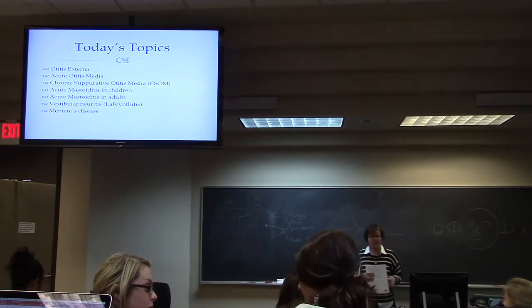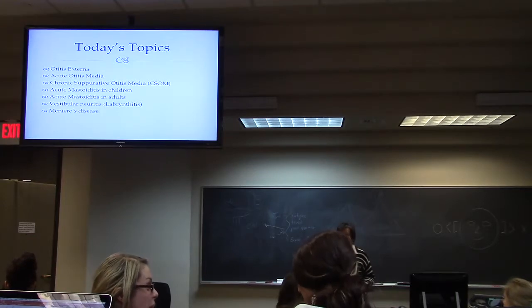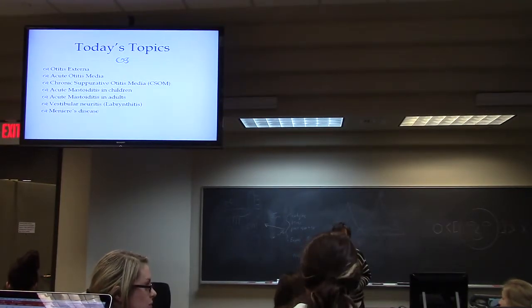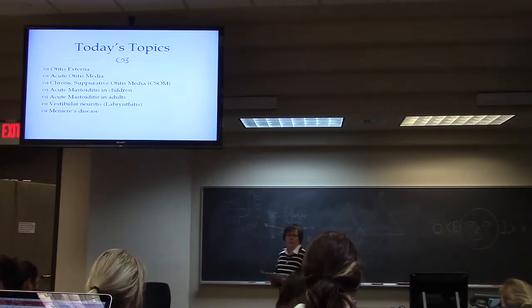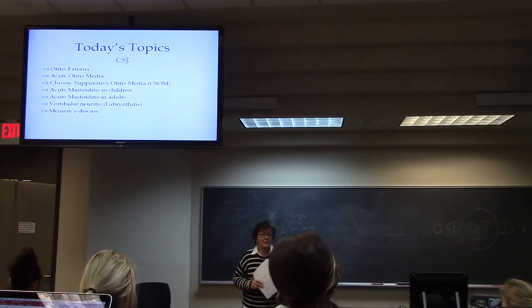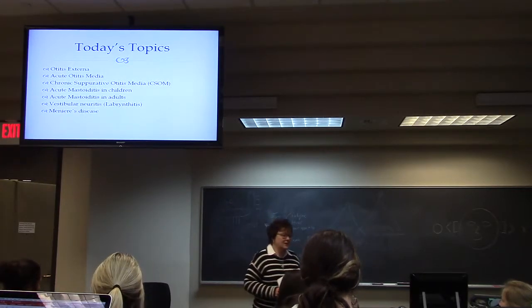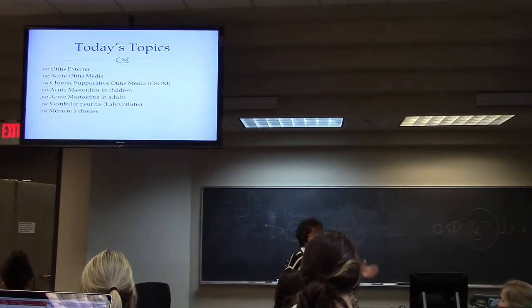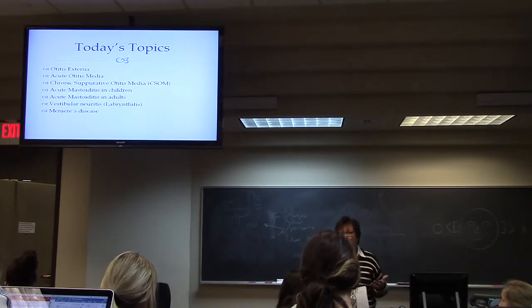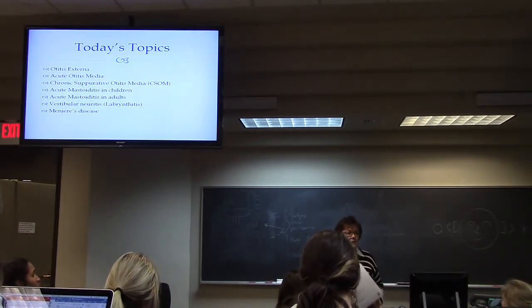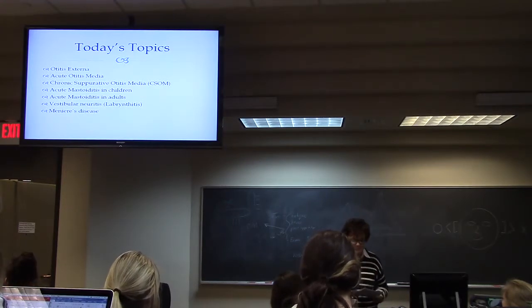Okay, so let's see. Here are the topics we're going to do today: otitis externa, otitis media, the chronic suppurative otitis media or chronic type, and acute mastoiditis. Mostly we're going to focus on children, since it's common in kids, not so common in adults, so I'm not going to spend that much time on the adult side. And then vestibular neuritis, and then Meniere's disease.